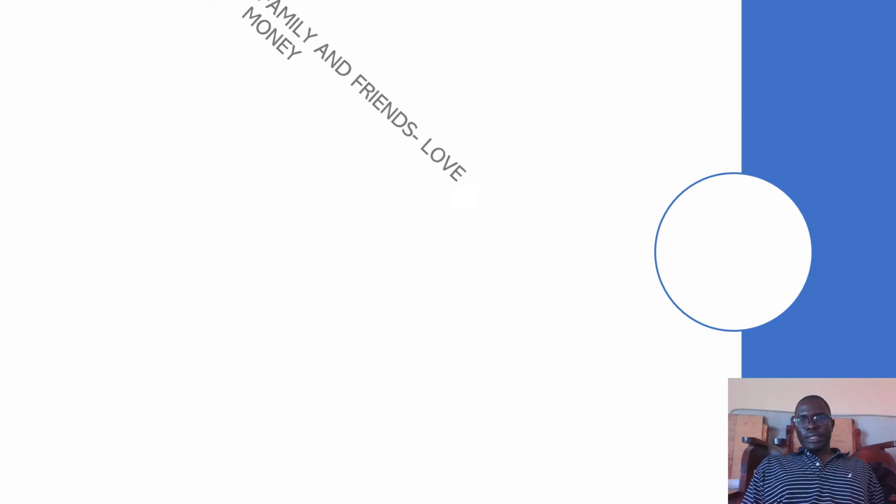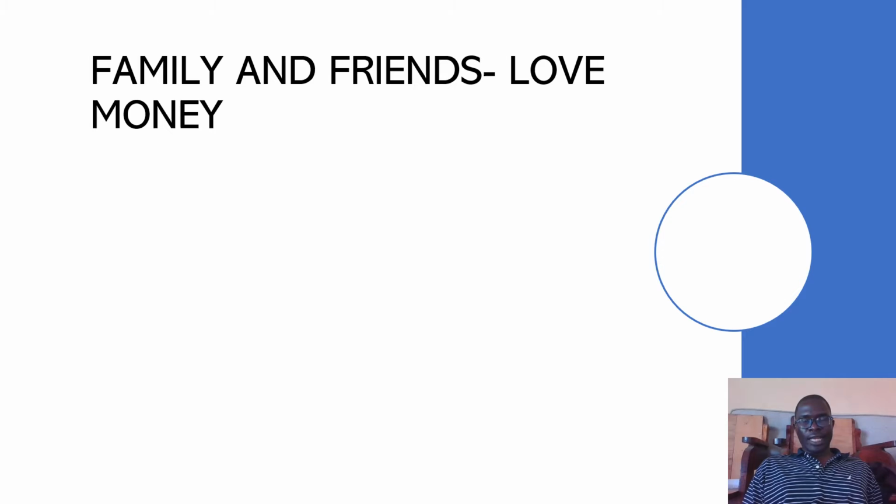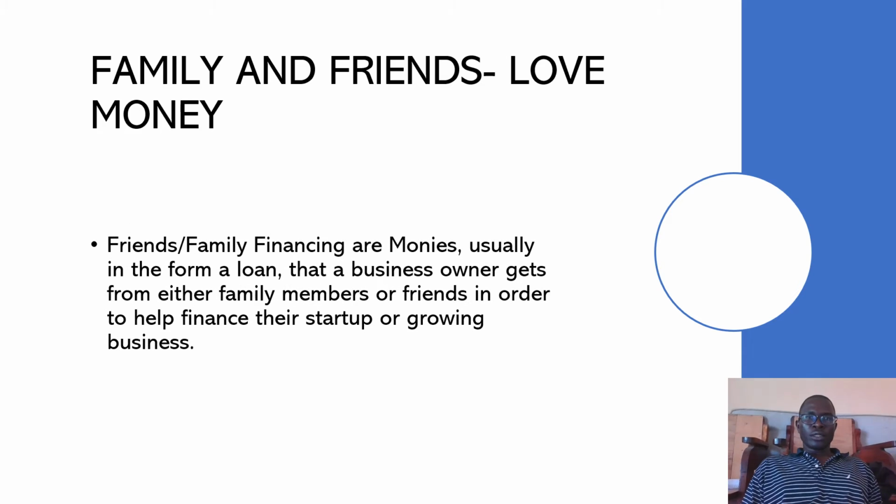The next one is family and friends. That is the inner circle, which can be referred to as love funds. So briefly, financing from family and friends is usually money in terms of loans. It can be given to you as loans. Parents can also give it as a gift to their children. Business owners get it from their family members or friends in order to help them finance their startup and grow it. And so most of the time you find that this is good enough. People give you because they want you to progress, to start up something for yourself.